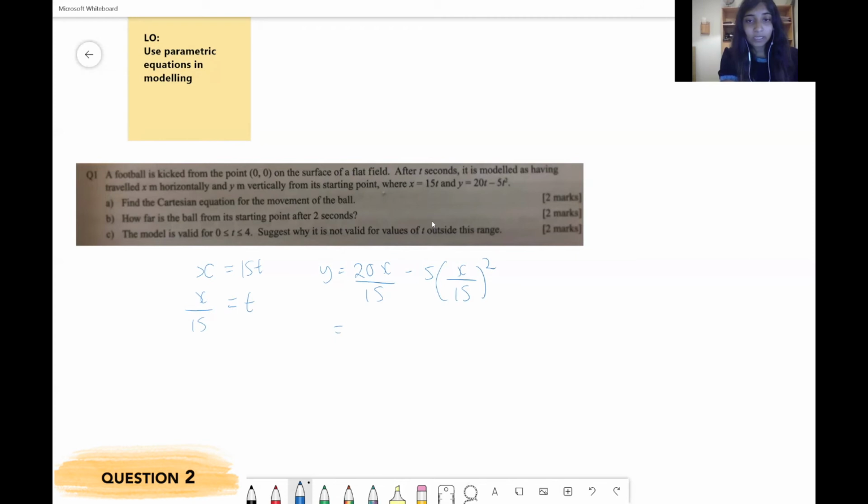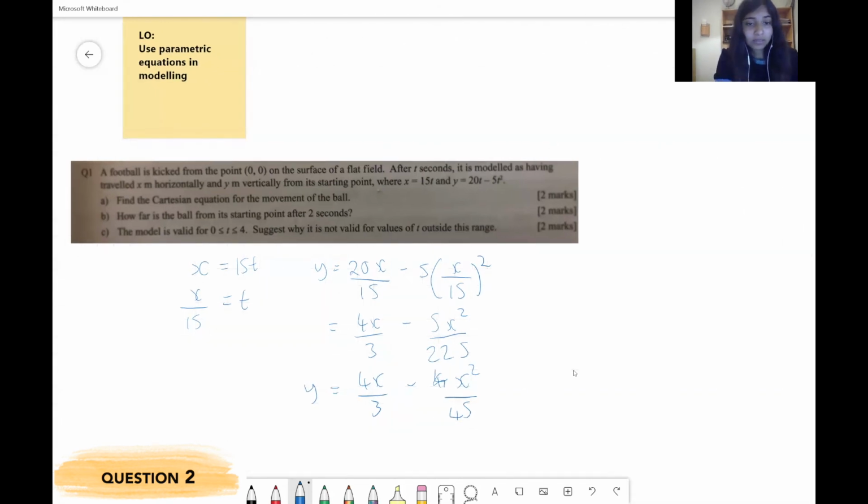So we can just cancel this out, and we can simplify this expression. If you divide by 5, we get 4x over 3 minus 5x squared over 15 squared, which is 225. And we can simplify this expression as well. So we get 4x over 3 minus x squared over 45. And that is a Cartesian equation for the movement of the ball. So we have y in terms of x, and that's the answer for part A.